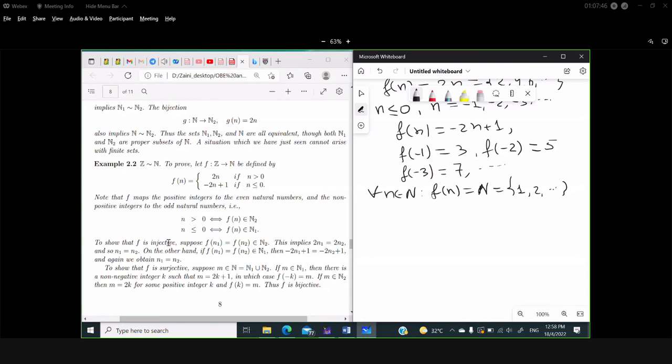To show that f is injective, suppose that f of n1 equals f of n2. Now, what about the injectivity of this function? How do we show it? Please pay attention. Here there are some difficulties if you don't pay attention to the definition. Look, to show the injectivity, I will consider f of n1 equal to f of n2. Now this implies 2n1 equals 2n2.